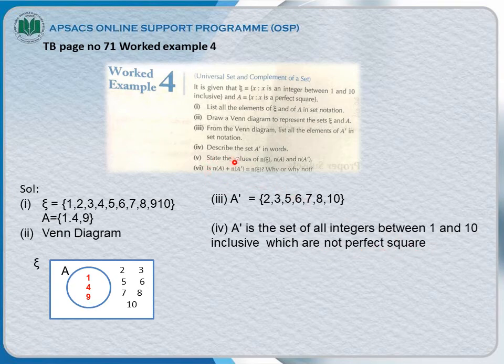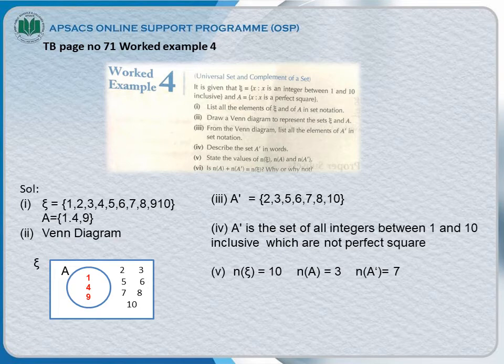Let's move to the next part. Question number 5. State the number of elements in the universal set, in set A, and in A prime. The number of elements in the universal set is 10. Counting from 1 to 10, we have 10 elements. The number of elements in A: we have 1, 2, 3. Just 3 elements. Just count the elements, okay? In the complement, A prime, we have just 7 elements: 1, 2, 3, 4, 5, 6, 7. Now, question number 6.